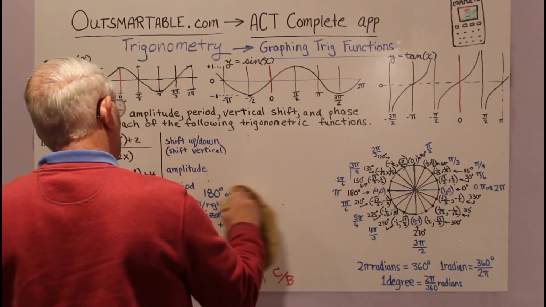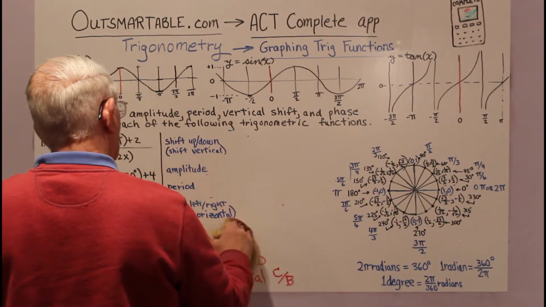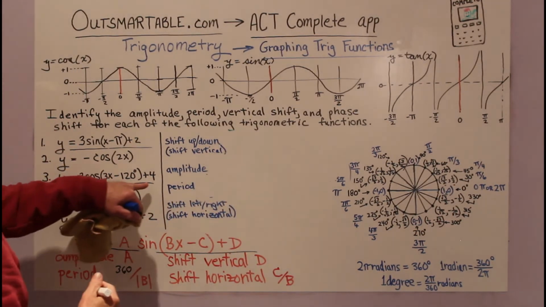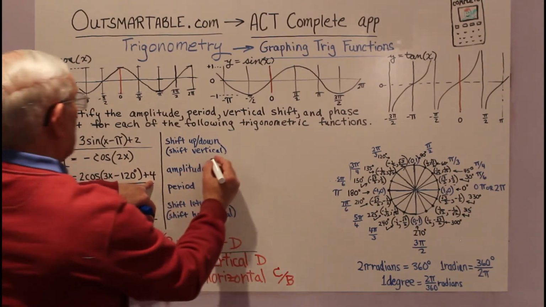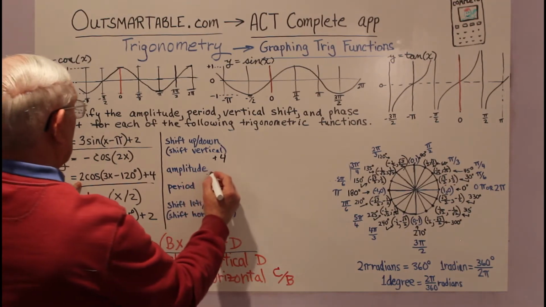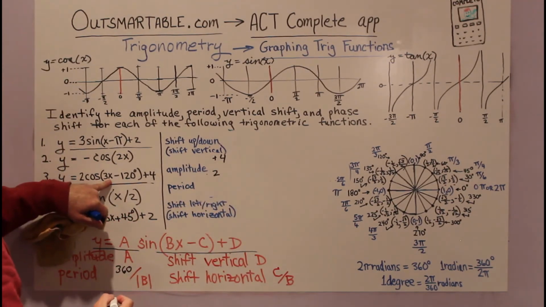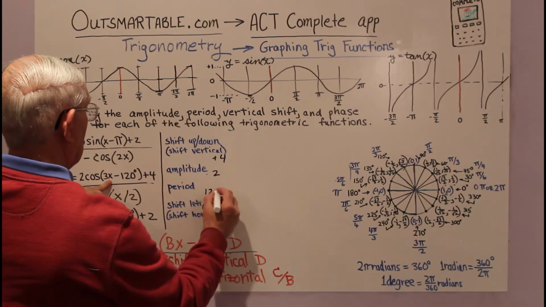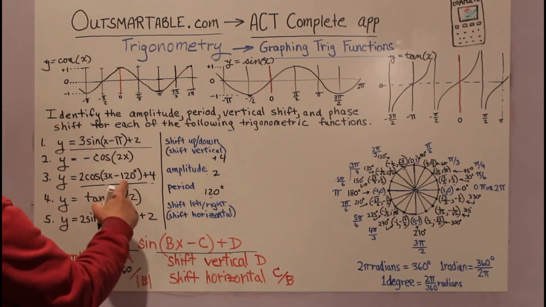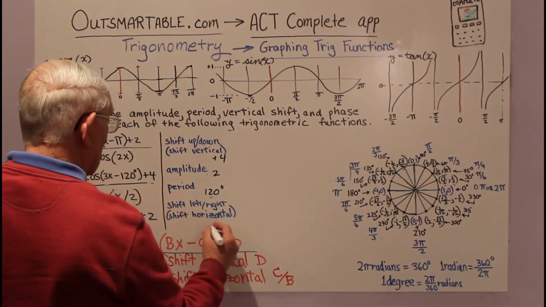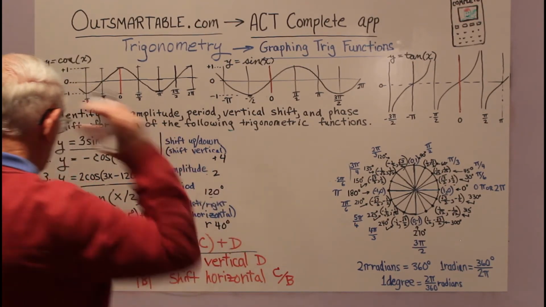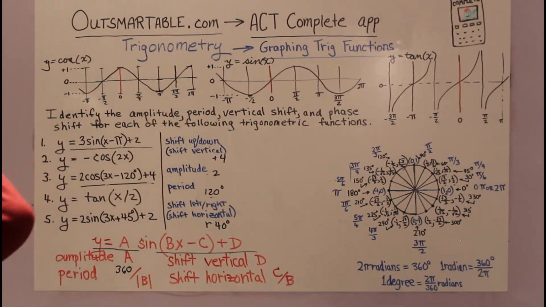Let's see, can you tell what the amplitude and the shift is equal to for the third one? Looks like we're shifting up 4 units. The amplitude is 2. The period is 360 divided by 3. And the shift left to right is C over B. Negative 120 divided by 3 is negative 40. So it goes to the right 40 degrees. The graph shifts to the right 40 degrees.